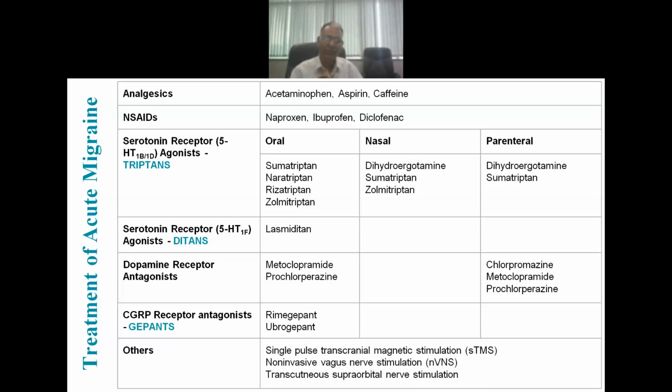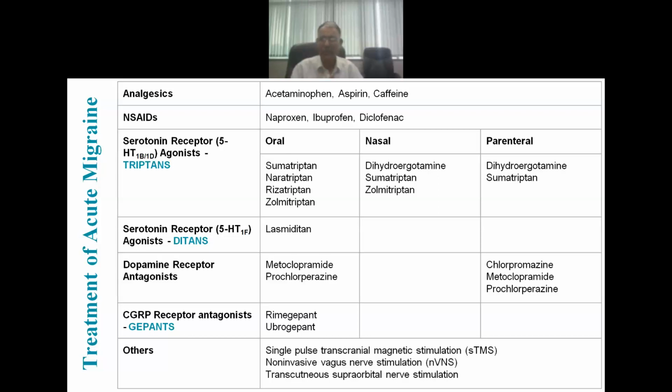Then a new drug, which is probably not available yet but likely to be available in India in the near future, is lasmiditan. Of course, it is also an agonist of a serotonin receptor, but it probably acts on another 5-HT receptor, that is 1F, and probably it is more effective.